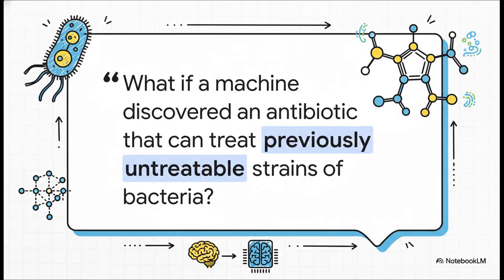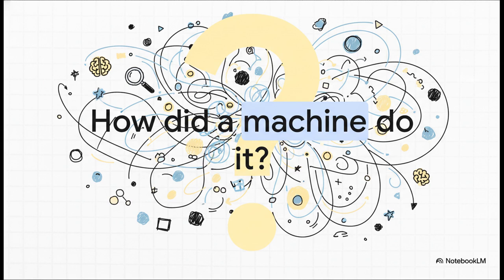Now, this might sound like something straight out of a sci-fi movie, right? But it's not. Back in 2020, this actually happened. A powerful new antibiotic molecule called halicin was discovered. And the crazy part? An AI found it. So the big question is, how?